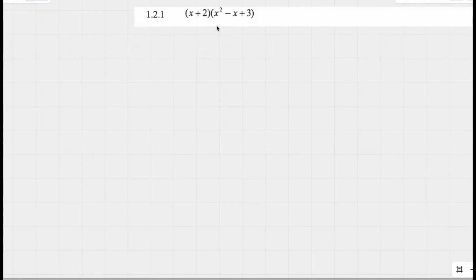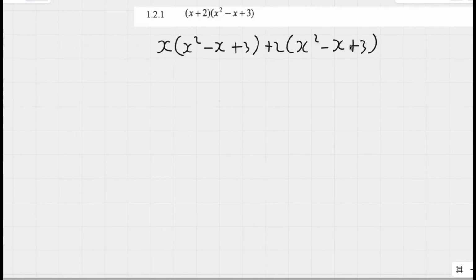Okay, here we have a binomial times a trinomial. And how we're going to do this is we're going to take the first term from the first bracket and multiply that into the entire second bracket. And we're going to take the second term from that first bracket and now multiply that into the second bracket as well. Okay. And then we simply distribute.